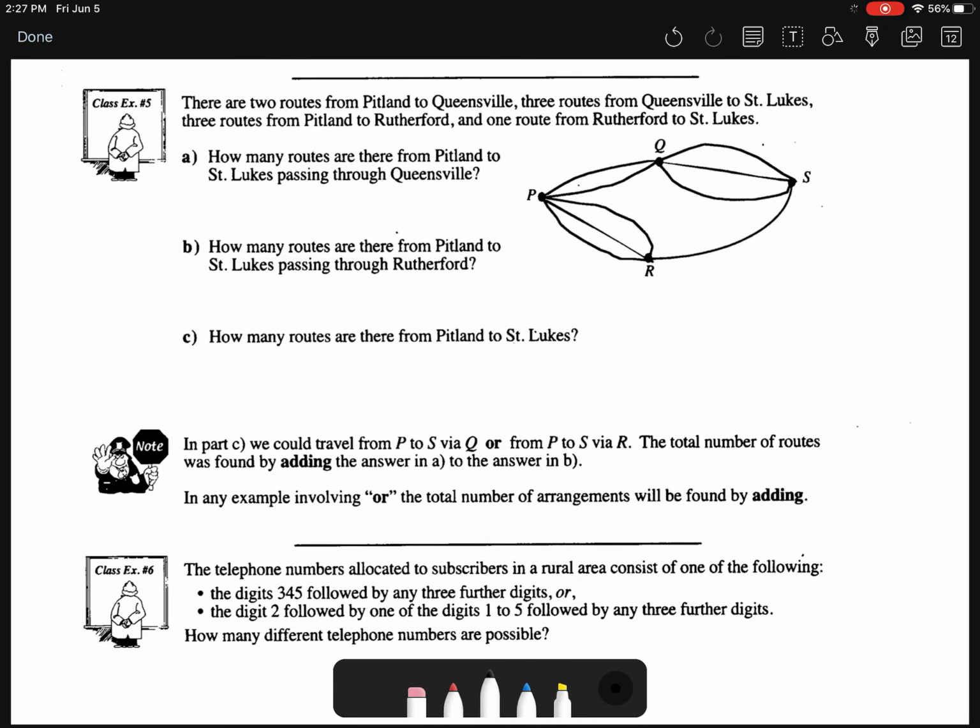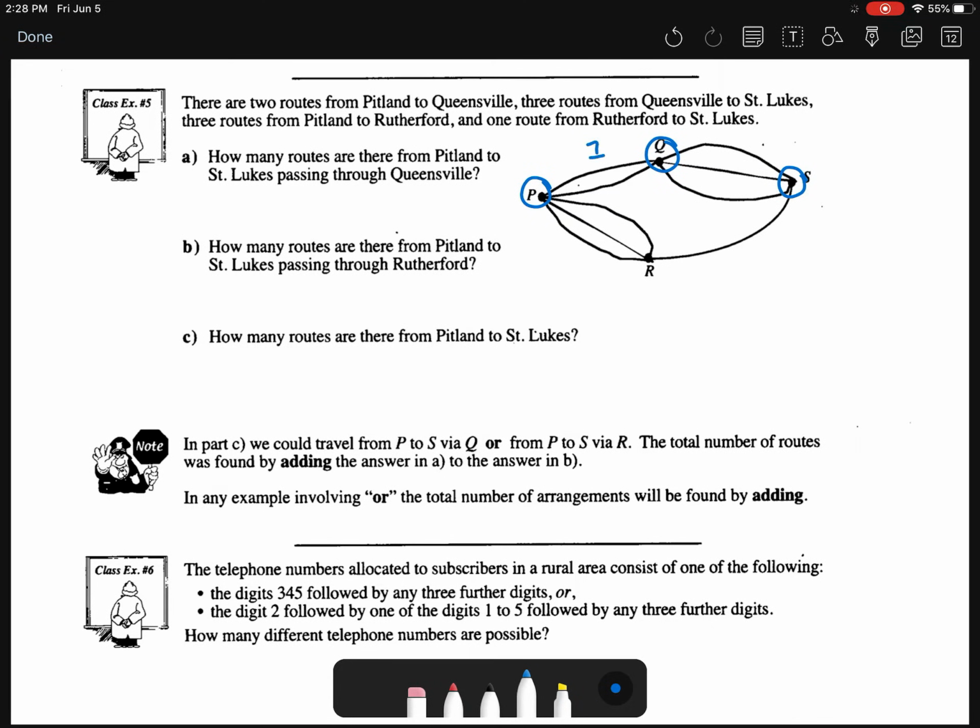Okay. Now, there are 2 routes from Pitland to Queensville, 3 routes from Queensville to St. Luke's, 3 routes from Pitland to Rutherford, and 1 route from Rutherford to St. Luke's. Okay, so obviously all those towns or cities are represented by the letter that they begin with: P, Q, S, and R. So how many routes are there from Pitland to St. Luke's passing through Queensville? So here's what happens, right? I want to go from Pitland to St. Luke's, but I have to go through Queensville.